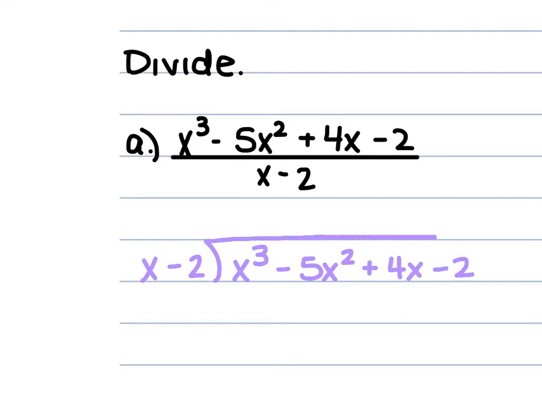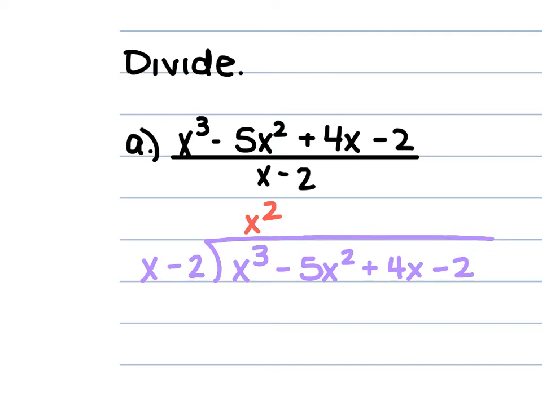So for this first example, we have x minus 2 on the outside, and then on the inside we have x cubed minus 5x squared plus 4x minus 2. So what we're looking at is that x minus 2. We're going to look at the first term there, and we're going to say to ourselves, what do we have to multiply that x by to get it to be the first term in that polynomial that's on the inside? So x times x squared is x cubed, so we're going to put an x squared on the top, and then multiply each the x and the negative 2 by the x squared.